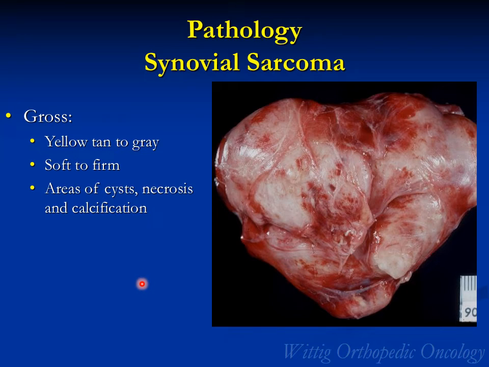Let's discuss the pathology of a synovial sarcoma. This is the gross pathology. Again, a yellow tan to gray mass that may be soft to firm depending upon the amount of cystic change, necrosis, and calcification, and tends to grow very lobular in nature with that internal stranding within it and almost a cluster of grapes appearance.